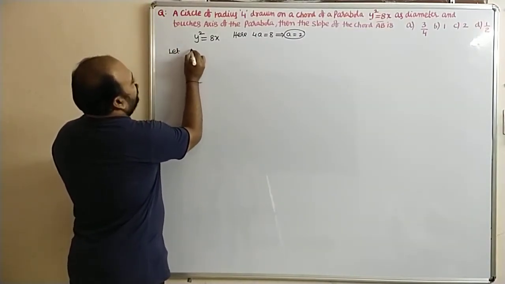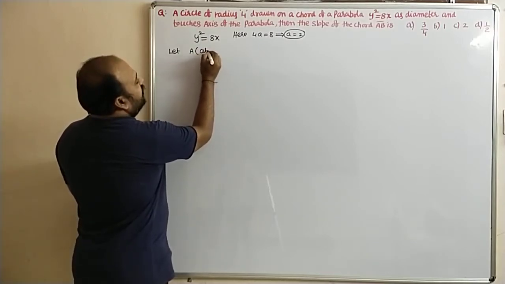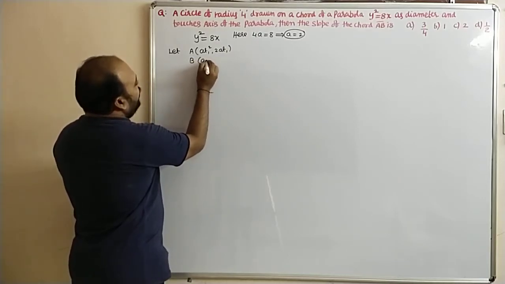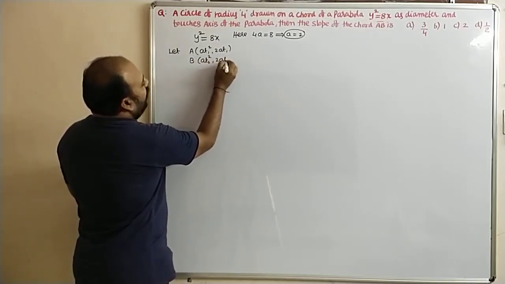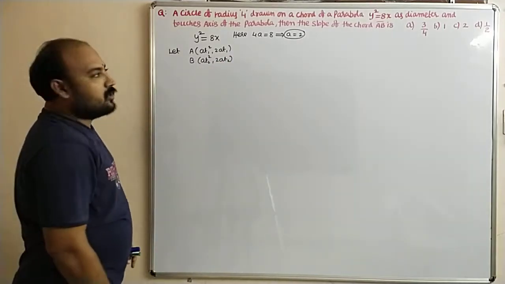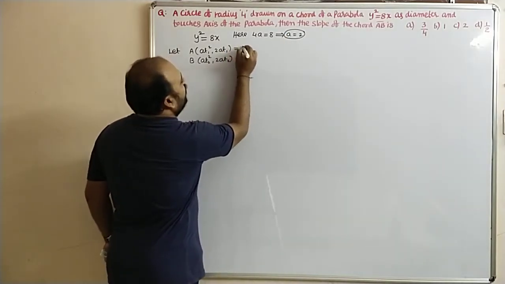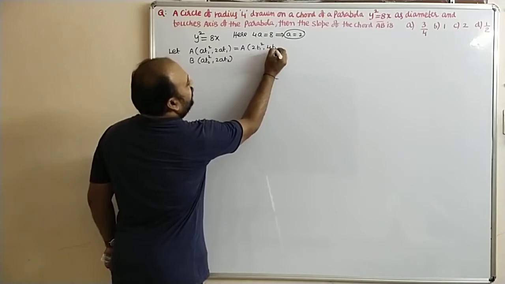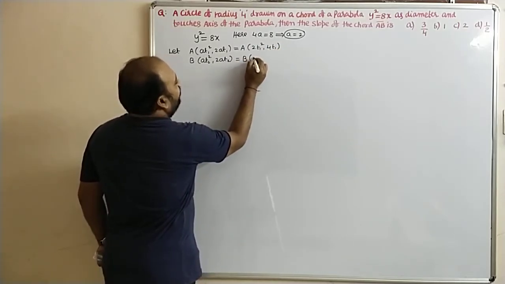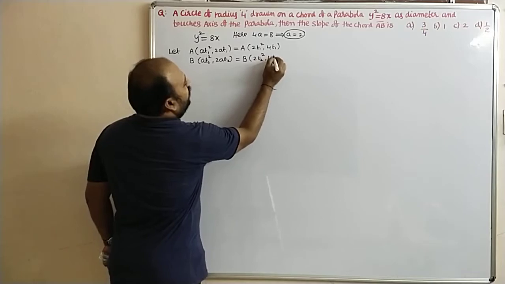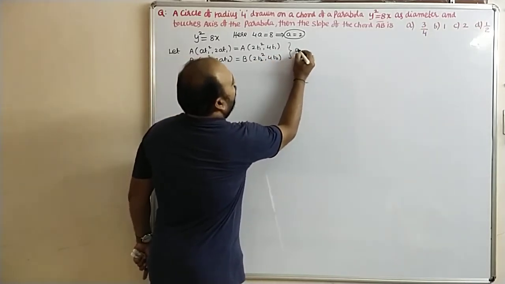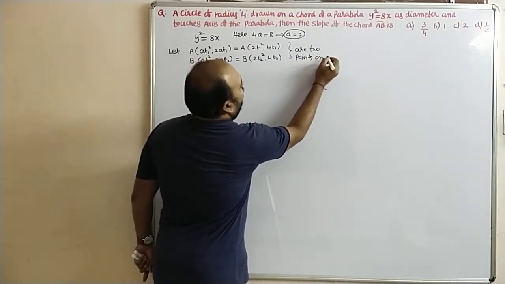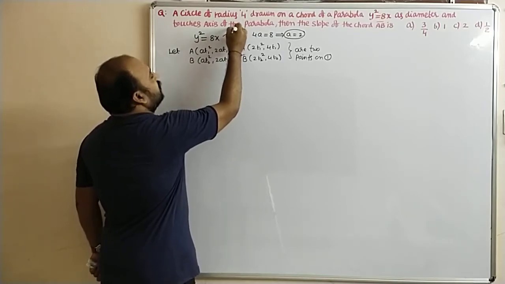Let A of at1 square comma 2at1 and B of at2 square comma 2at2 be 2 points on the parabola. What is the value of a here? a is equal to 2, no? So it becomes A of 2t1 square comma 4t1 and B of 2t2 square comma 4t2, which are 2 points on equation 1. This is equation number 1.